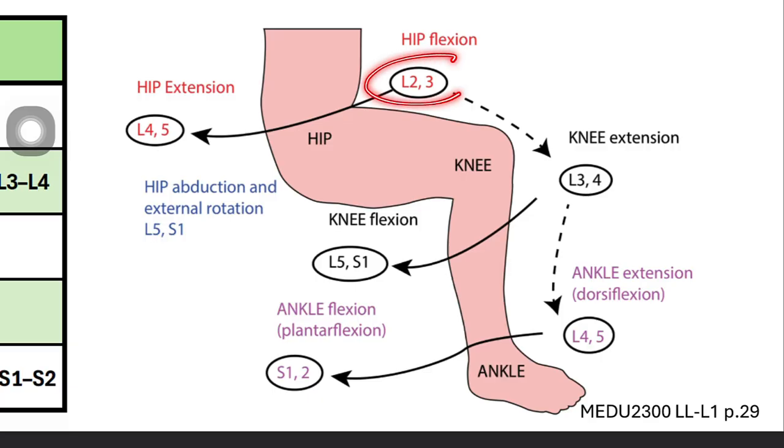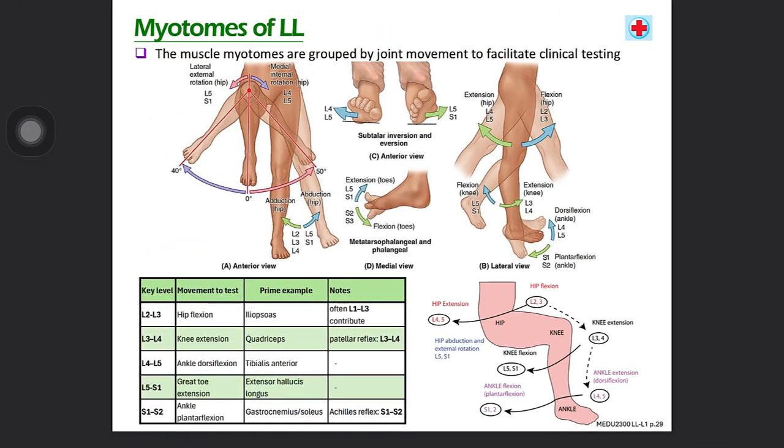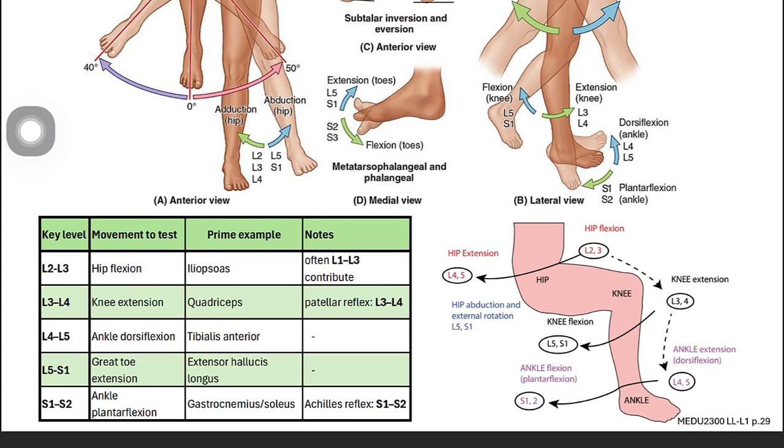So the hip flexion is L2, 3. For the hip extension, we talk about L4, 5. For the knee extension, L3, 4. For the knee flexion here, L5, S1. And for the ankle joint, the dorsiflexion is L4, 5, and the plantar flexion is S1, S2, identical with the one next to it.